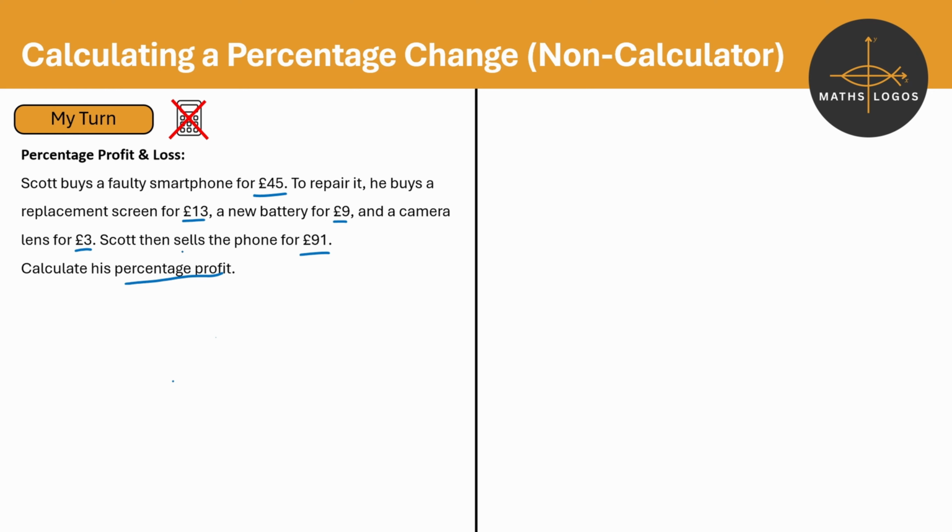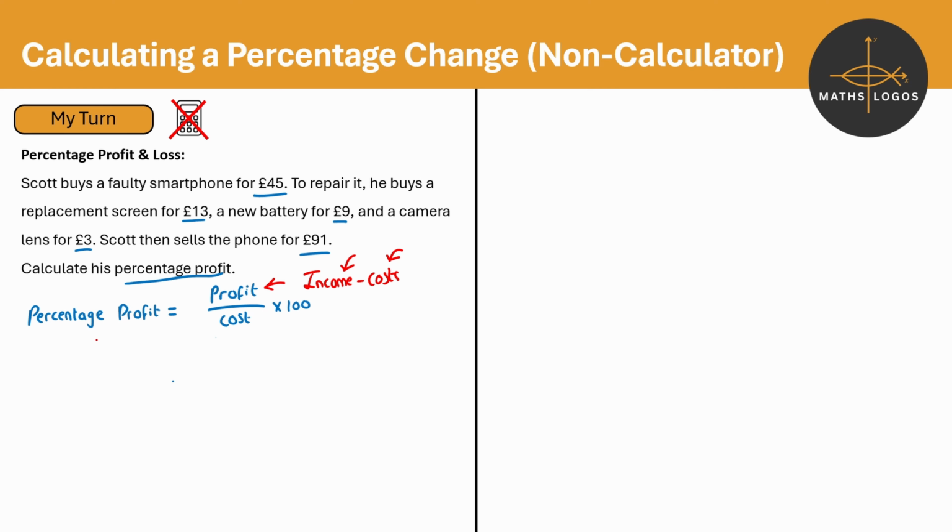Calculate his percentage profit. So in the same way that we had a formula for percentage change, we also have a formula for percentage profit, and it's this. Percentage profit is equal to the profit divided by the cost multiplied by 100. In other words, we're considering what fraction of the cost was profit. Profit just refers to the difference between the income and the costs. So how much money did he get from selling it? Take away how much it cost him to sell it.